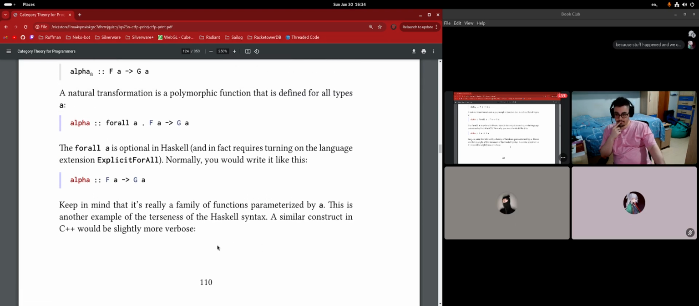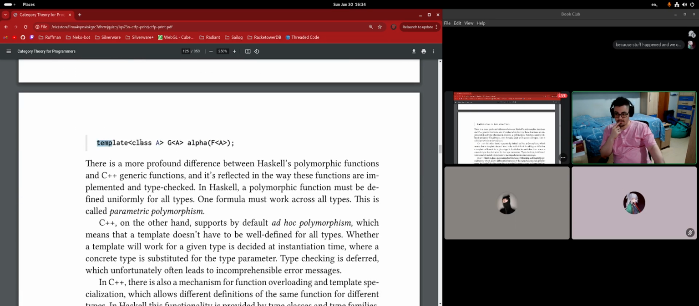This is how you would do it in C++. That's very noisy. Yeah, there's a lot of stuff going on here.